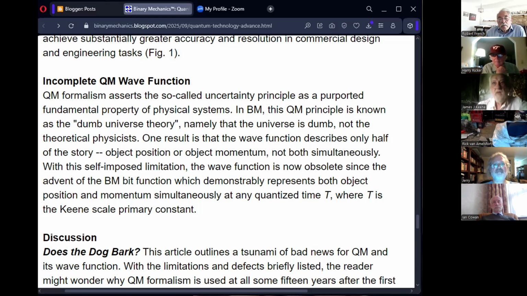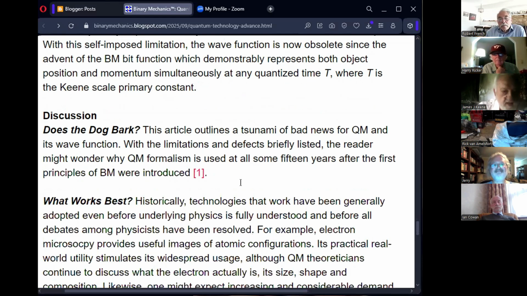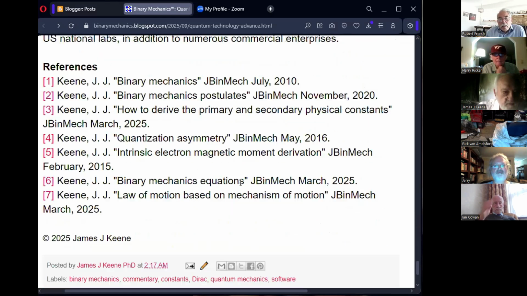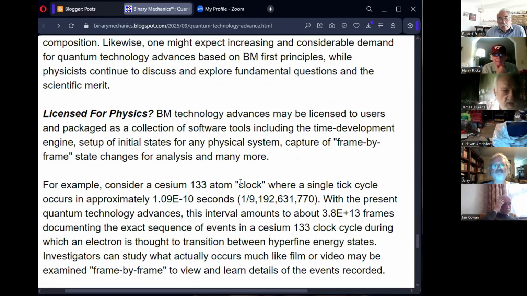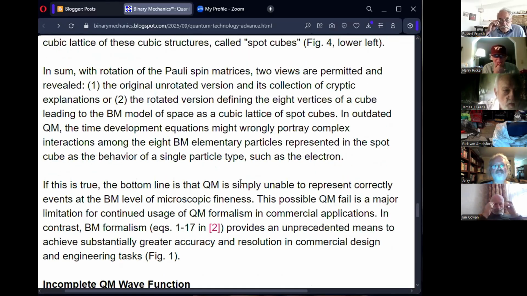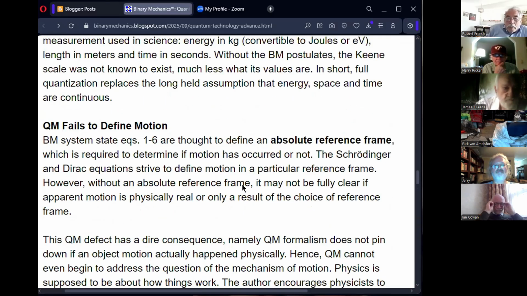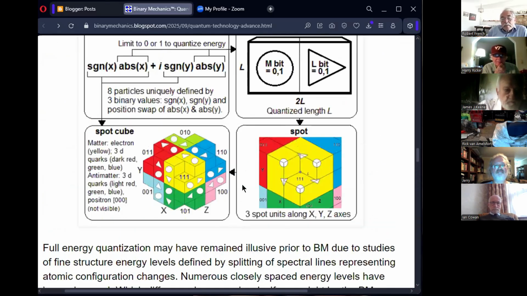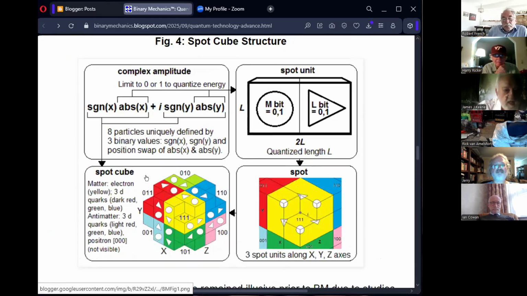Well, let's see. Let's go back. Can you see my screen? Yeah. I'm going back to figure 4, wherever it is. Okay, how big? The proton is approximately the size of the spot cube. Okay, that's how big. How big is L? You notice that the radius of the spot cube is approximately 2L.